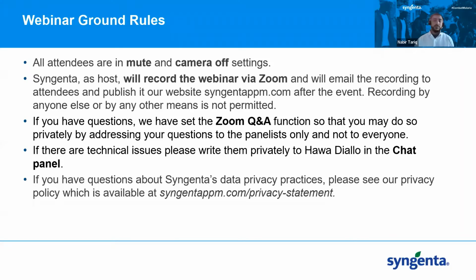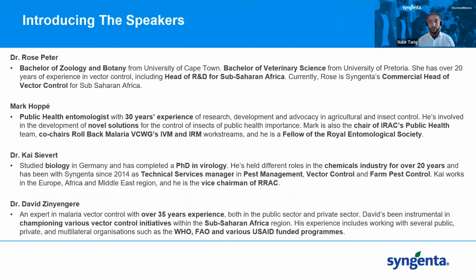Now I will introduce our speakers for today. First up, Dr. Rose Peter, who has a Bachelor of Zoology and Botany from the University of Cape Town, and also a Bachelor of Veterinary Science from the University of Pretoria. She has over 20 years of experience in vector control, and she was previously the Head of Research and Development in Sub-Saharan Africa, and is now Syngenta's Commercial Head of Vector Control for Sub-Saharan Africa.